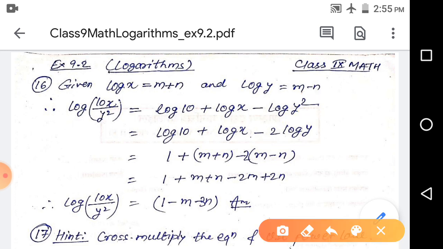And here for log 10, the value of log 10 is 1, so we have substituted 1. Now the value of log x is equal to m plus n, so we have substituted, and also the value of log y equal to m minus n is substituted. Then after solving, the required value is 1 minus m minus 3m, plus 3n. See, this one is plus 3n.